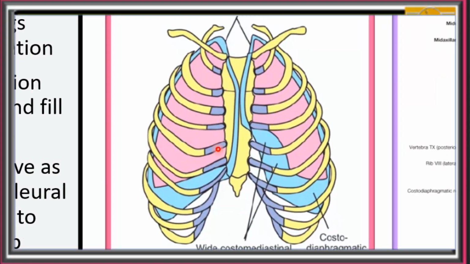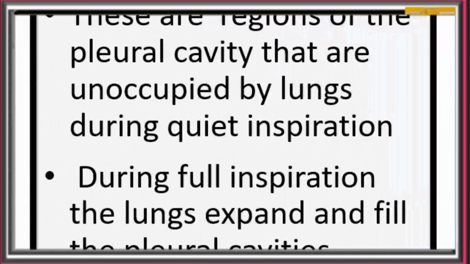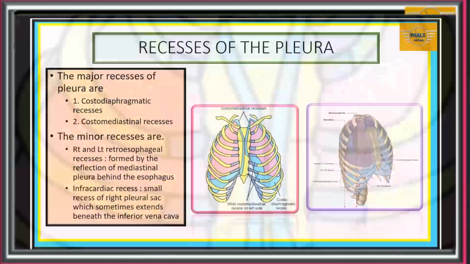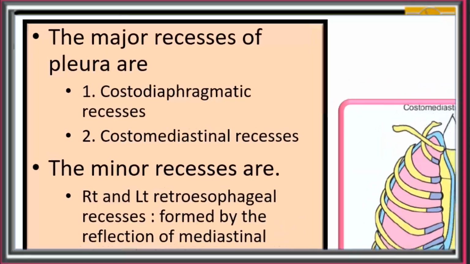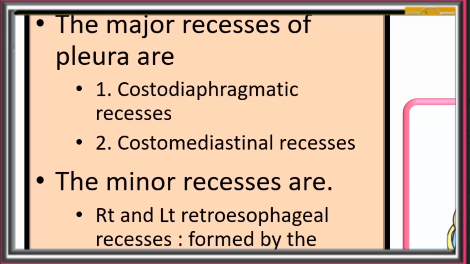In this illustration, the pink-colored regions are the lungs, and the blue-colored parts are the unoccupied sections of the pleural cavity that we are referring to as the pleural recess. We'll look at the major recesses. There are 2 major recesses. One is the costodiaphragmatic recess, and the other is the costomediastinal recess.